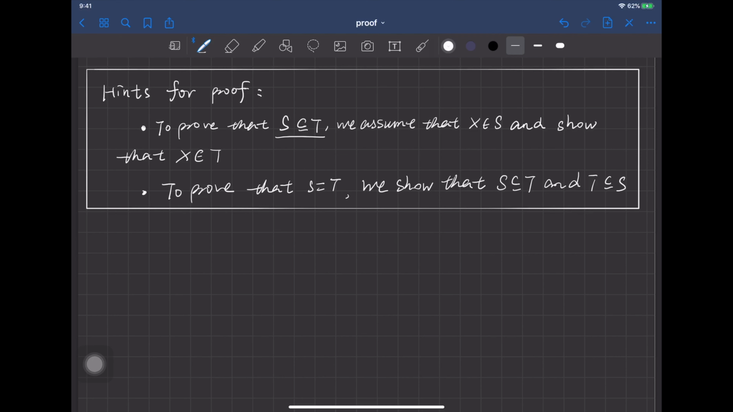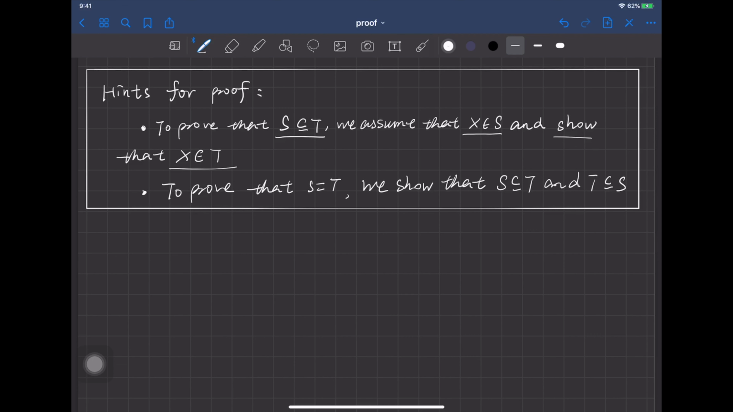What's the definition of a subset? It means every element of S is also an element of T. So if we want to prove that, we can assume an element of S, like X is an element of S. Then we show that X is also an element of T. Then we can say S is a subset of T.